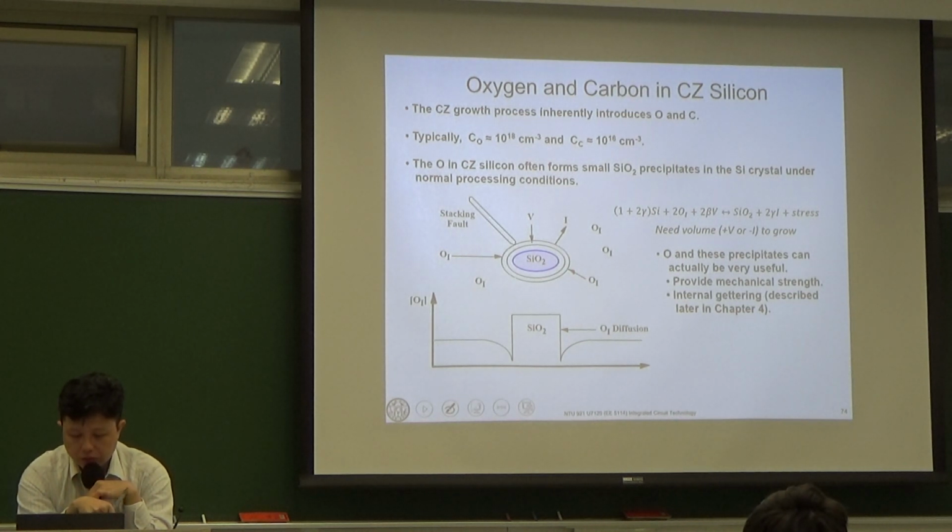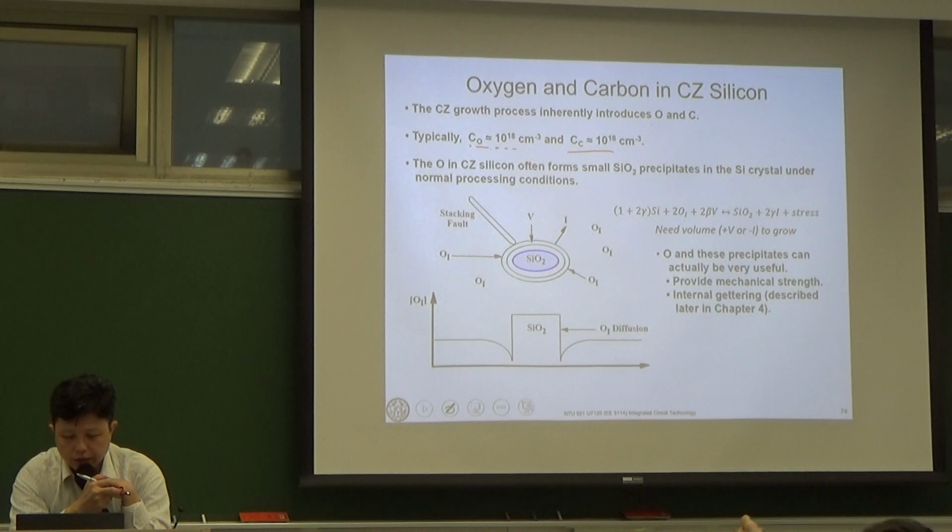Okay. Now, during the CZ growth, we will introduce oxygen and carbon because of your environment, because of your crucible. So we will have to incorporate this oxygen and carbon in your material. And typically, this oxygen and carbon concentration is 10 to 18 and 10 to 16.